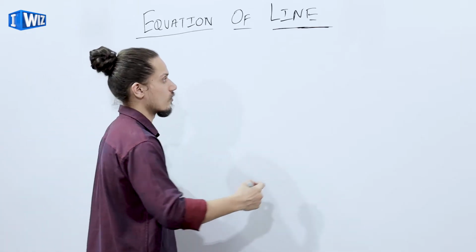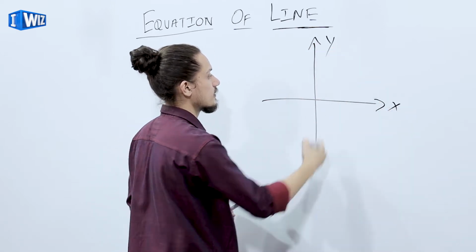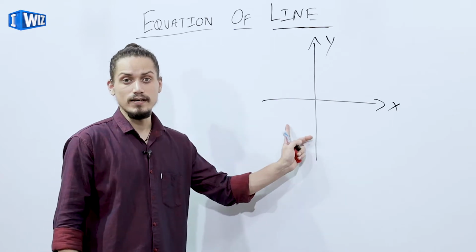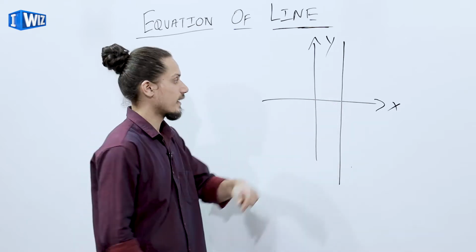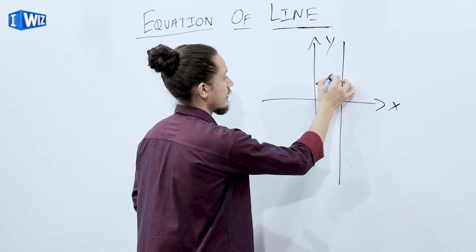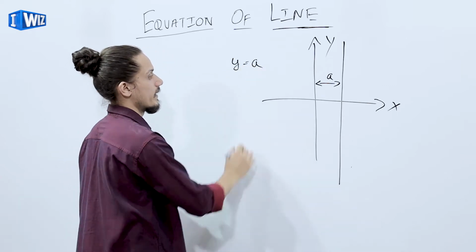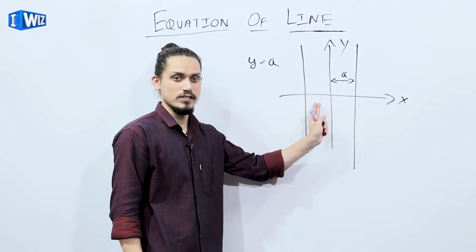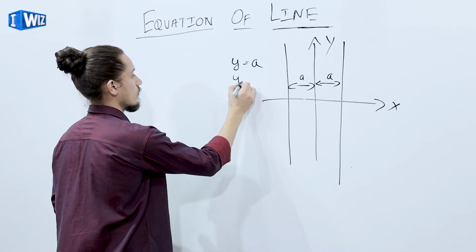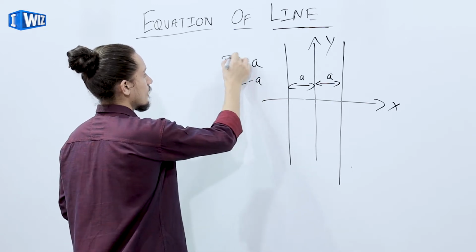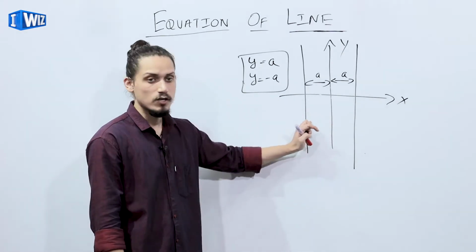For this, we need a coordinate axis. This is x-axis, this is y-axis, and suppose there's a line which is parallel to y-axis. If it's parallel to y-axis and at a distance a from y-axis, its equation will become y is equal to a. If a line lies at the same distance but on the left hand side, then its equation will become y is equal to minus a. This is how you represent the equation of line which is vertical or parallel to y-axis.